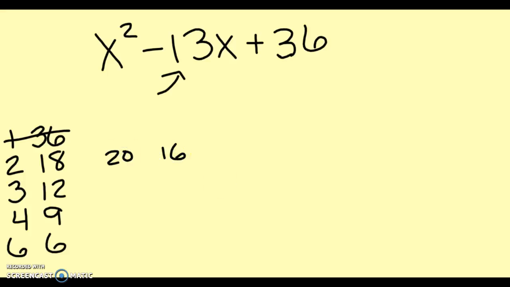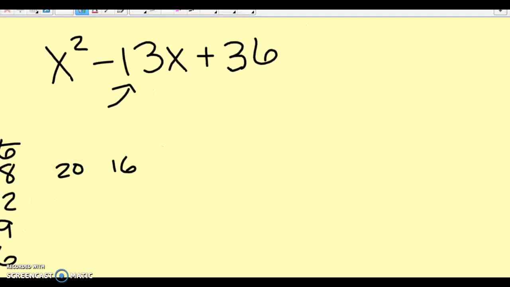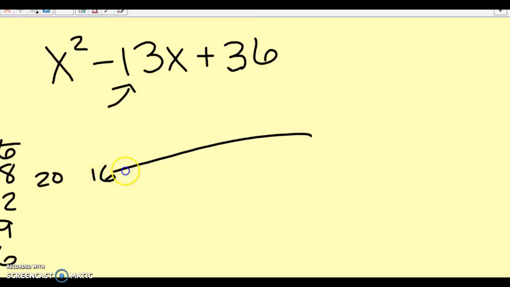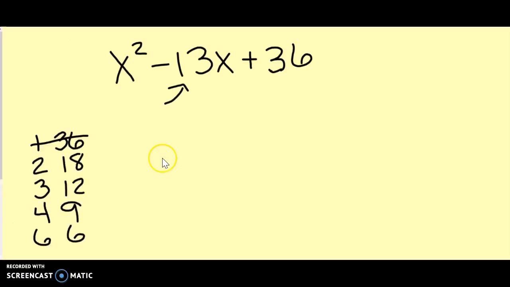Not going to happen. All right, how about, ooh, I did not want to do that. Hold on, what did I just do? Oh, no. All right, I fixed that. So 2 and 18 never going to add up to 13, no matter how hard you try.